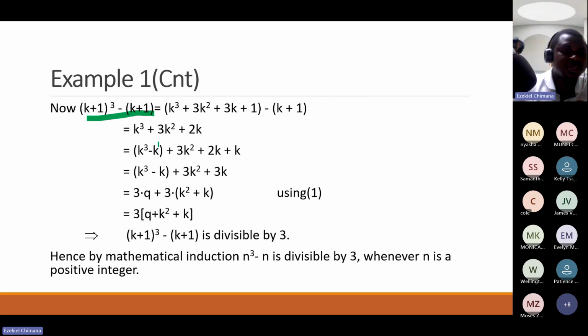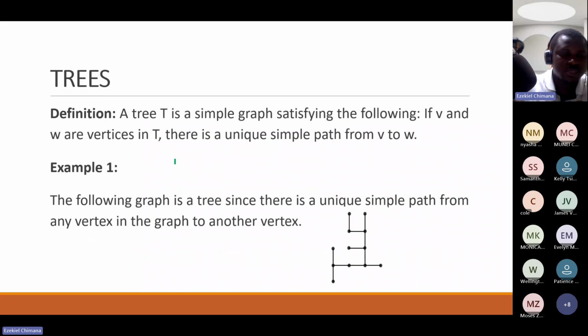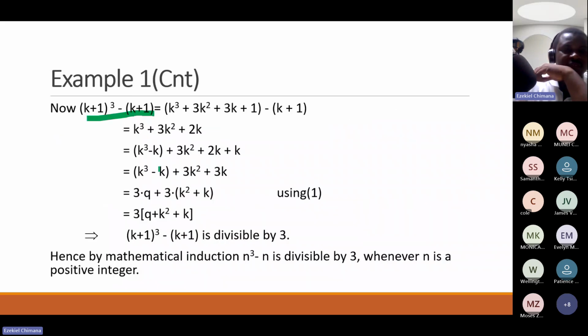I've talked too much. Let me try to finish this. Okay, then after this, what do we have? k cubed minus k. We've got k cubed.